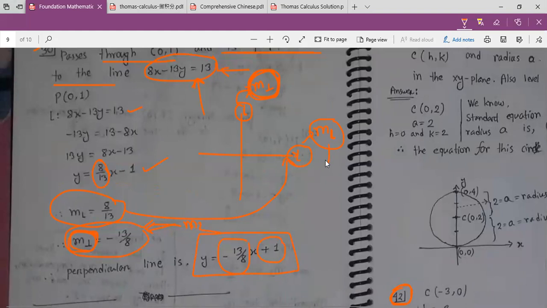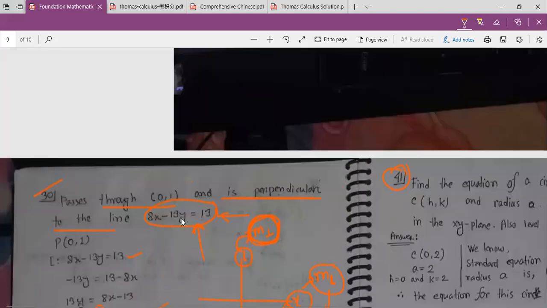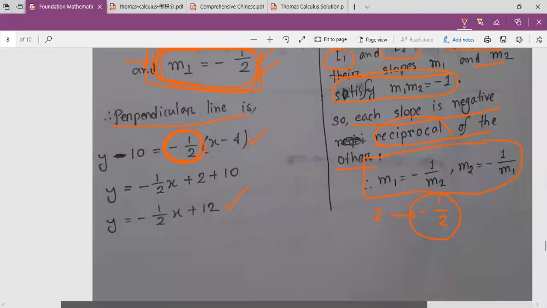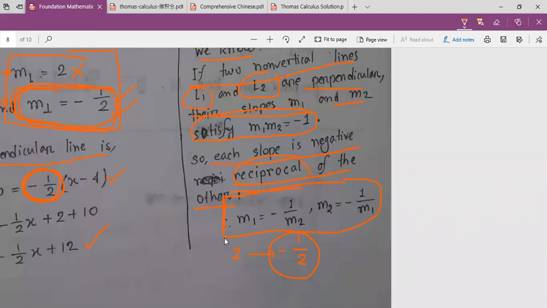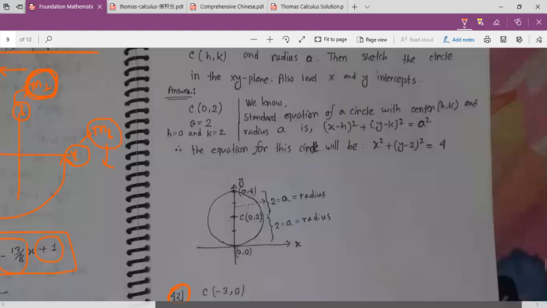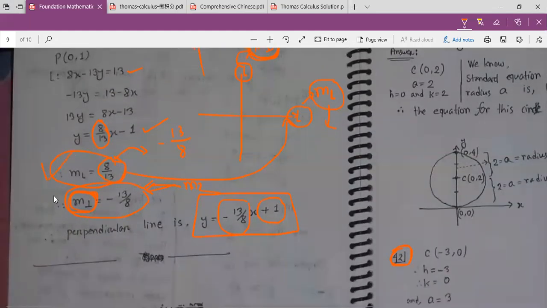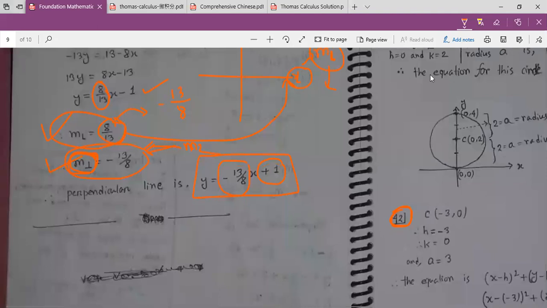If the value of m1 is equal to 8/13, the value of the second m will be 13/8, and before 13 by 8 we have to put a minus, because here is the rule: m1 is equal to minus 1 by m2 and m2 is equal to minus 1 by m1. For this rule we just calculate these two values. Now we put all these values here in our equation.